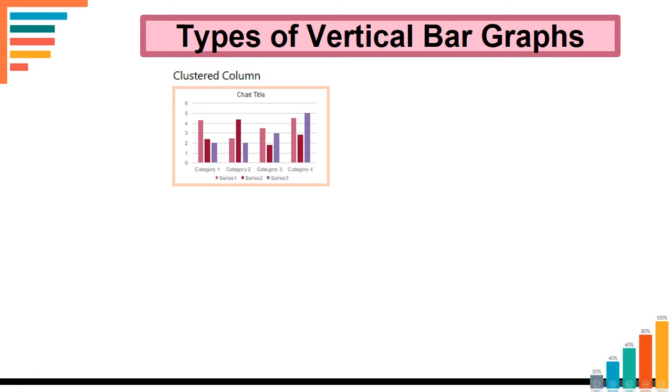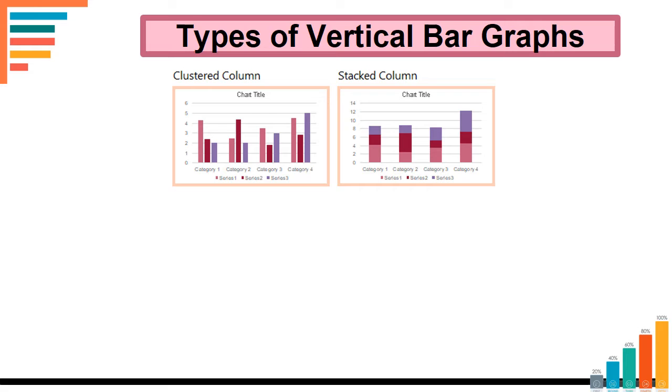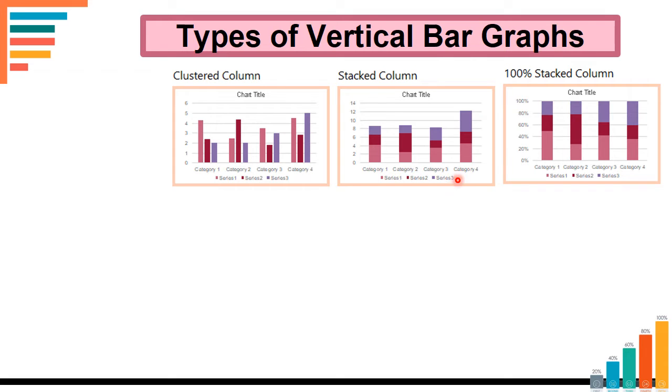These are clustered column, stacked column, in which instead of putting the categories one by one, it is stacked all together, okay, and gives the total amount in a certain category. And the 100 stack column gives a comparison of how many percent there are in a certain category.